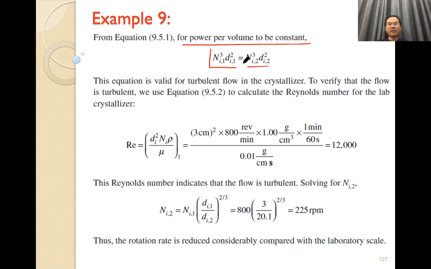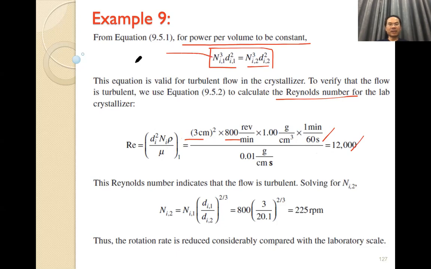But we will use this relation. You have to check whether the Reynolds number is greater than 10,000 or not. If you use this equation, you have to check the Reynolds number. Reynolds number: D1 for the small scale is 3 centimeters squared, N1 is 800 revolutions per minute, multiplied by density. Density of water is 1 gram per cubic centimeter, and convert from minute to second. Divided by mu, because the viscosity of water is 0.01 gram per centimeter second, you get 12,000. This is greater than 10,000. You can use this relation.